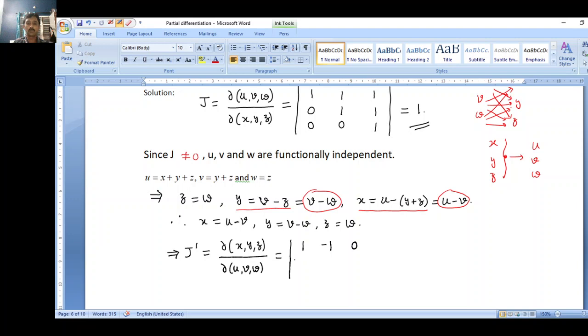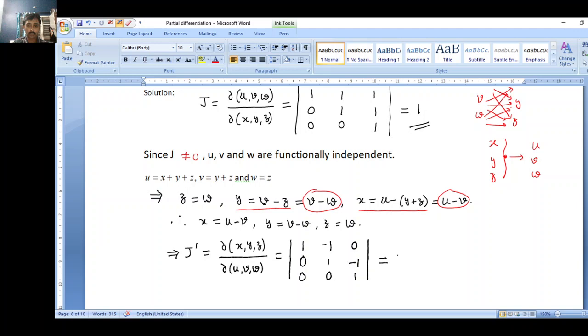Similarly, the second row, dou y by dou u, because y does not contain a u, this will be 0, and dou y by dou v will be 1, dou y by dou w would be minus 1. And finally, dou z by dou u, does not contain u, will be 0, dou z by dou v 0, and dou z by dou w would be 1. And once again, this is an upper triangular matrix, and this of course will give me the value of j dash as 1.